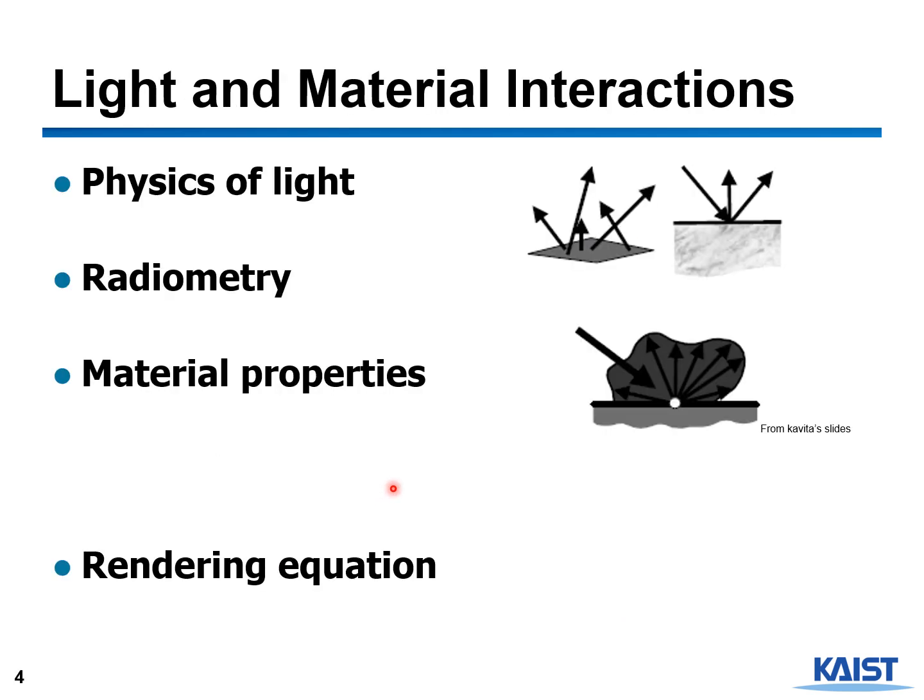Before we talk about the details of today's lecture material, there are four major factors for light and material interactions. In the end, we need to consider these light and material interactions for computing that energy for each ray. First, we will talk about the physics of light, and then we will move on to radiometry. Then we will also talk about material properties. In the end, we will finish this lecture by talking about the rendering equation.